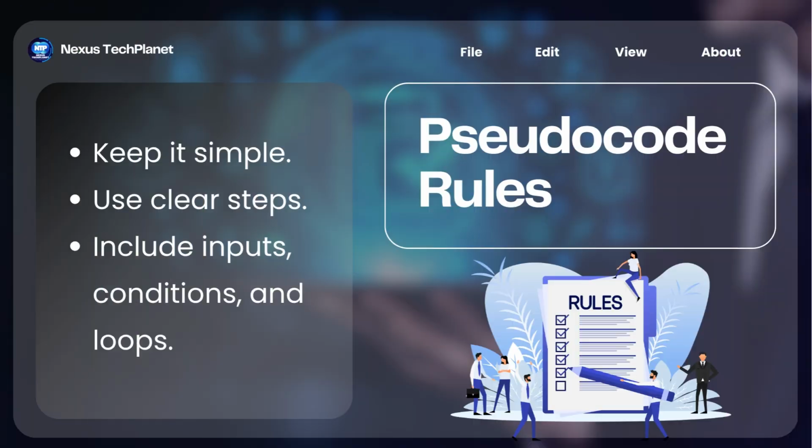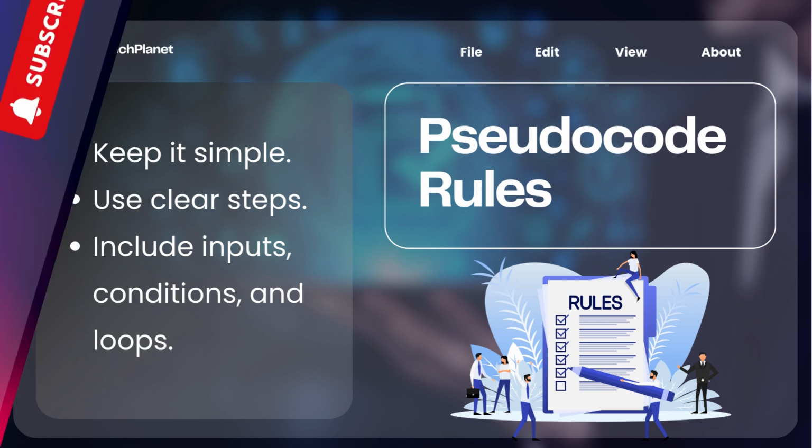Pseudocode rules: keep pseudocode simple, use clear steps like calculate total, include inputs and outputs, add conditions, like if, else, and loops. That's it.